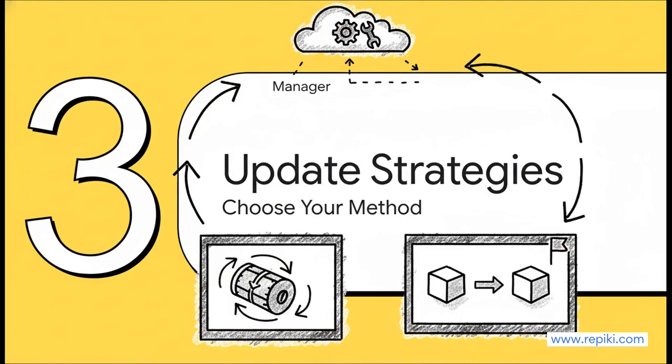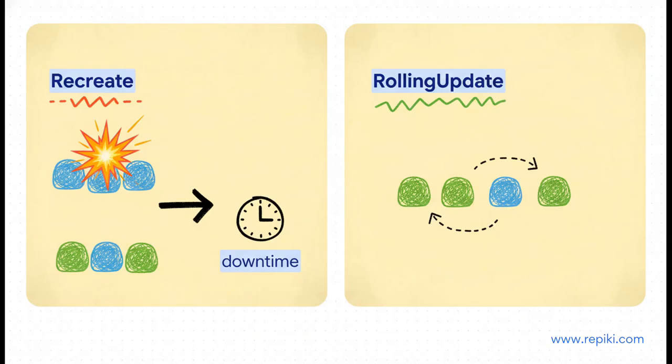Okay, so now that we have our manager, we need to give it a game plan. And a Deployment gives us two main strategies for how to handle an update. Let's look at them side by side. First, you've got Recreate. This is the big bang approach. It kills all the old pods first, and only then does it start creating the new ones. The downside? Obvious. You get downtime. Then there's RollingUpdate. And this one is the default for very good reason. It gradually, gracefully replaces old pods with new ones, making sure there's absolutely no interruption in service.